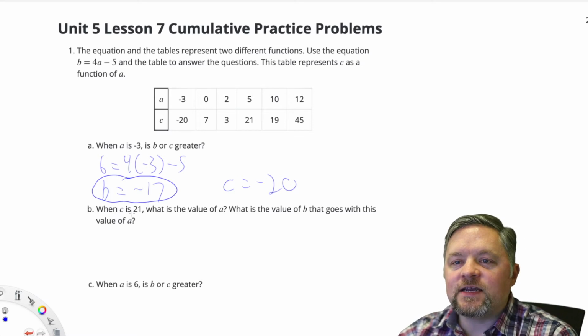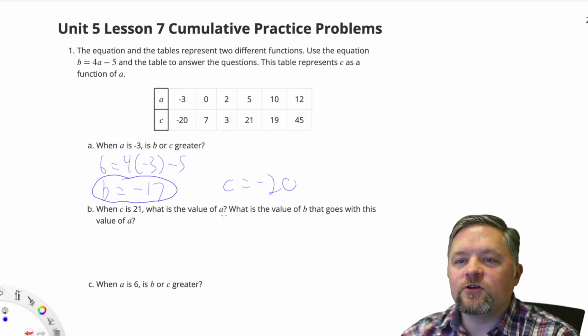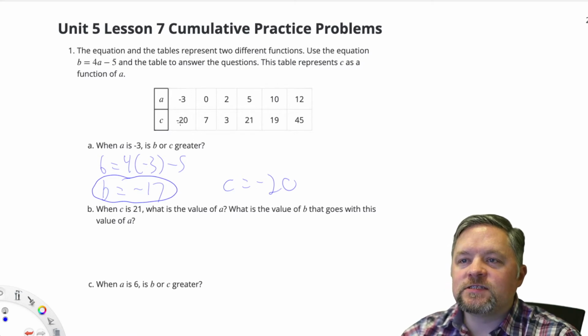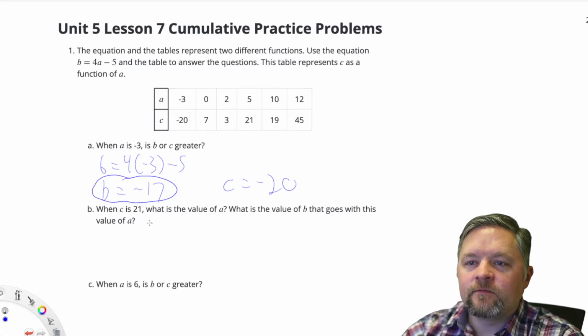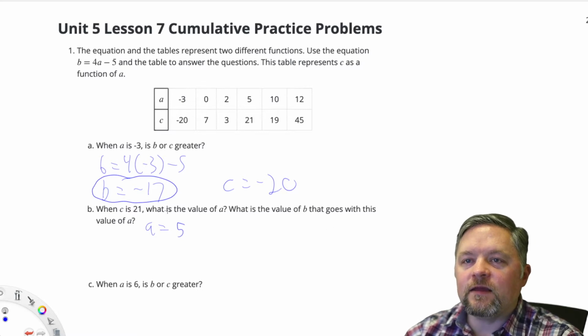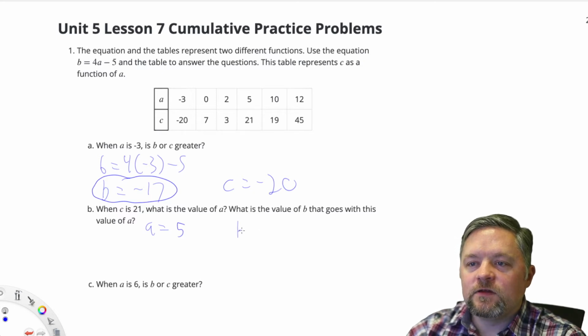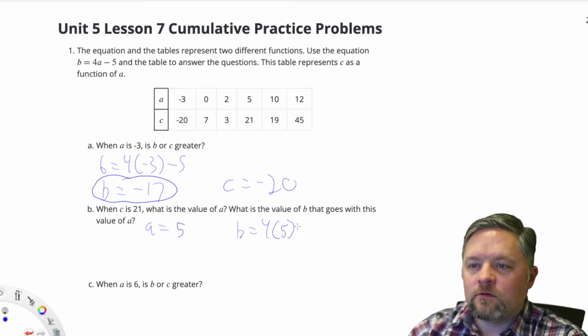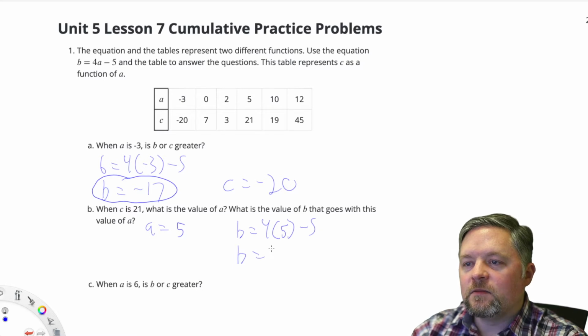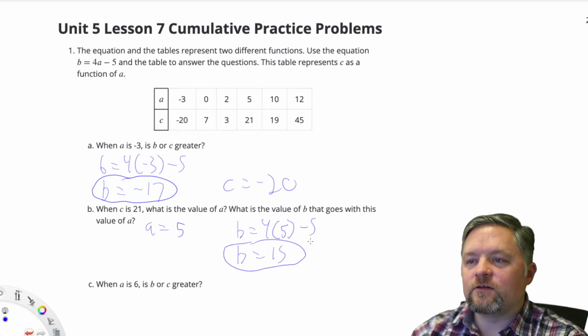Okay, when c is 21, what is the value of a? When c is 21, a is 5. What is the value of b that goes with this? So now, if a equals 5, we have to use the equation to figure out what b goes with an a of 5. So b equals 4a, but a is 5, minus 5. b equals 4 times 5 is 20, minus 5 is 15. So the value of b that goes with this is 15.